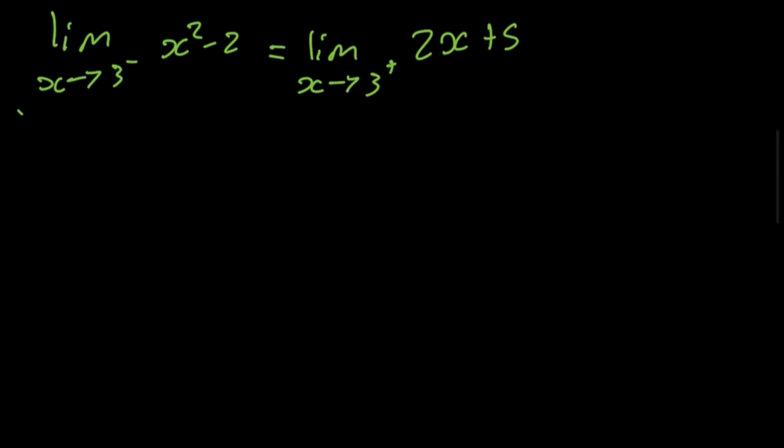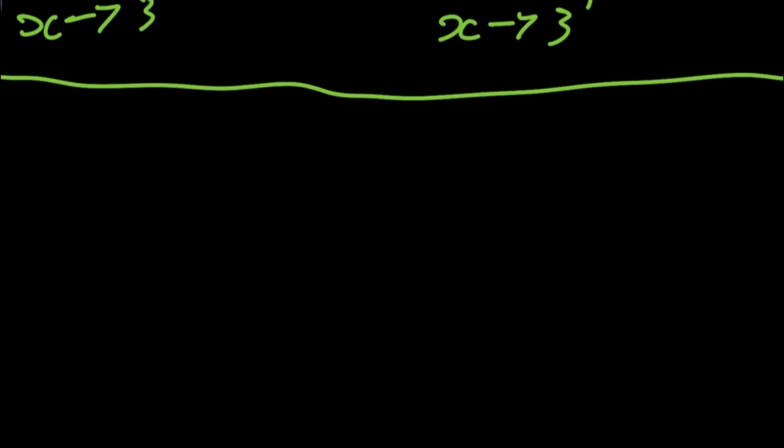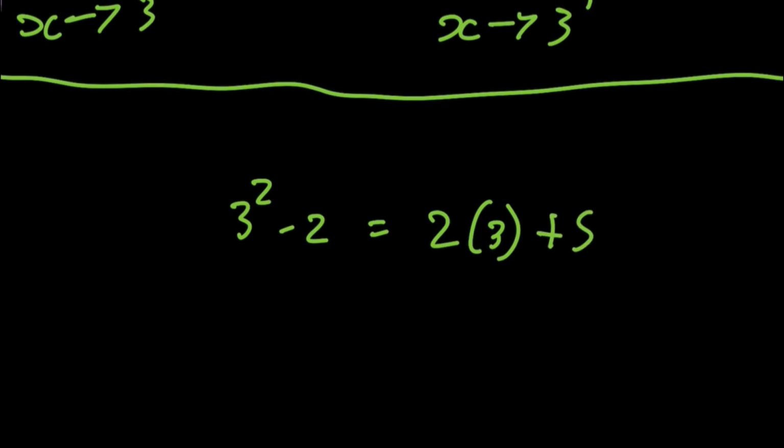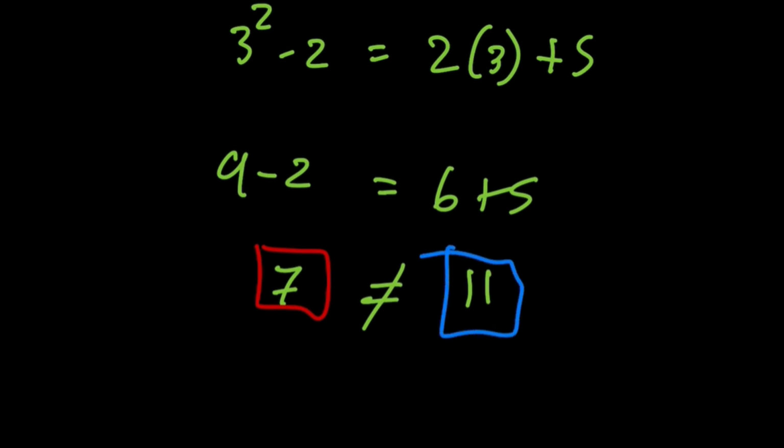So now we have our new equation, and we can solve this by direct substitution, where it's now turned into 3 squared minus 2 is equal to 2 times 3 plus 5. 3 squared is 9 minus 2, and then 2 times 3 is 6 plus 5, and we know that this does not equal, but if we work it out, 6 plus 5 is 11, 9 minus 2 is 7. So we can see that the left hand side is not equal to the right hand side.